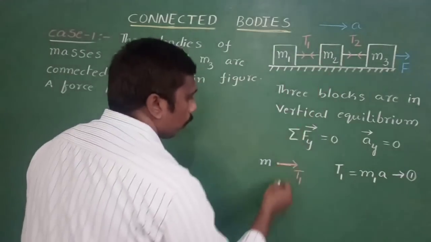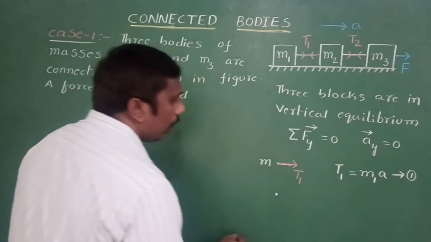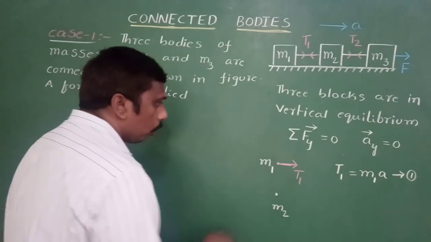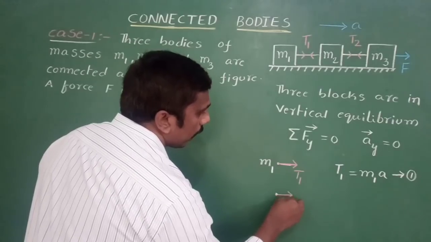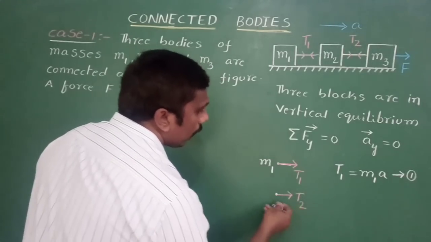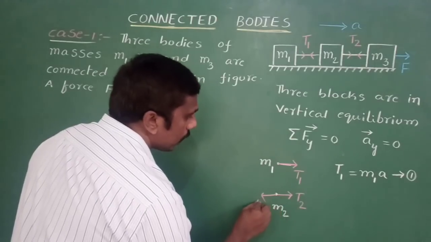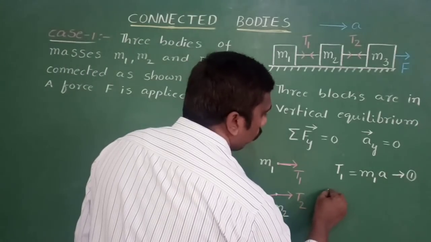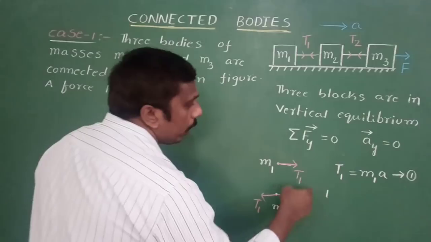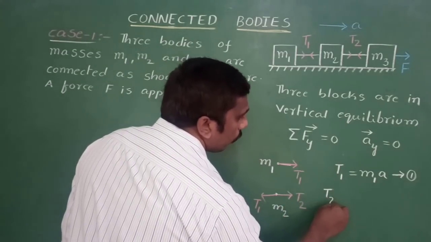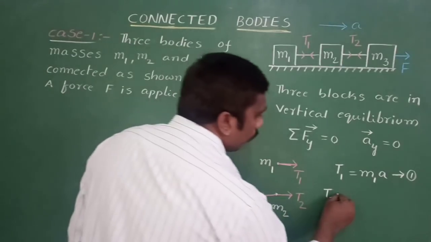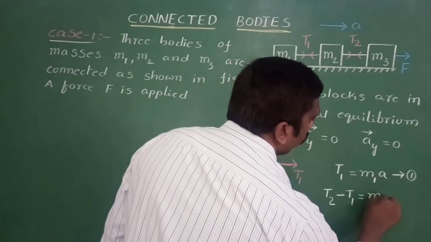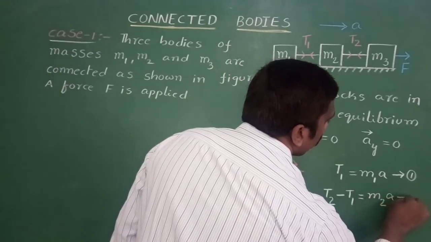Next, come to the second block, M2. On M2, how many forces are acting? On M2, two forces are acting. One is towards right, this tension is taken as T2, and another tension is acting towards left, this tension is taken as T1. This block is moving towards right. That's why the rightward force is taken as positive, T2 minus the leftward force T1, is equal to M2 into A. Say this is equation 2.